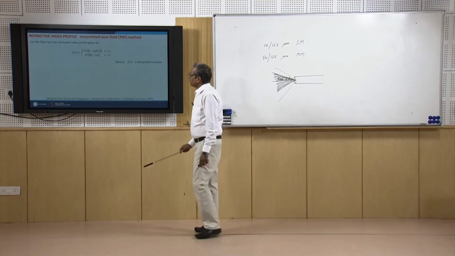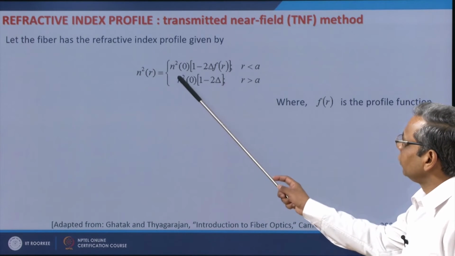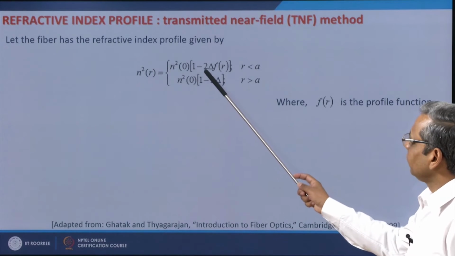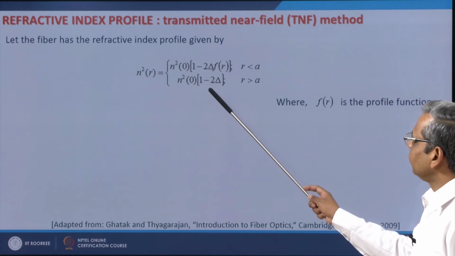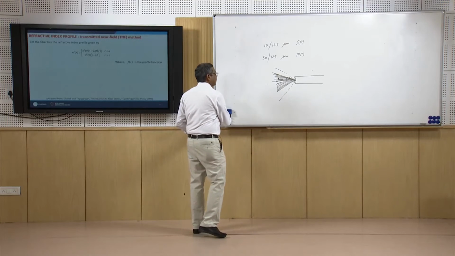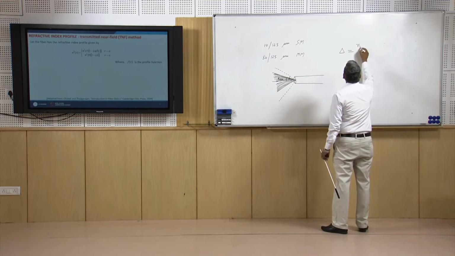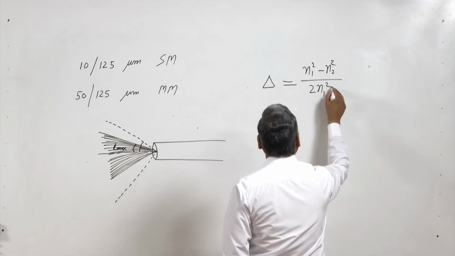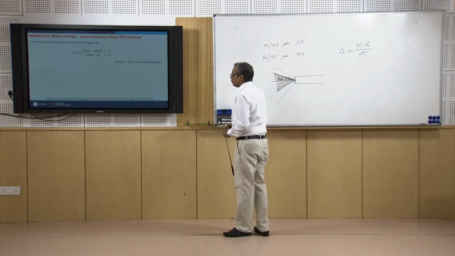So, if the fiber has a refractive index profile given by this, that is n square is equal to n square 0 times 1 minus 2 delta f r in the core, and n square 0 times 1 minus 2 delta in the cladding, where delta is the relative core cladding index difference. And you remember the definition of delta. Delta is n1 square minus n2 square over 2 n1 square, and f r is the profile function.